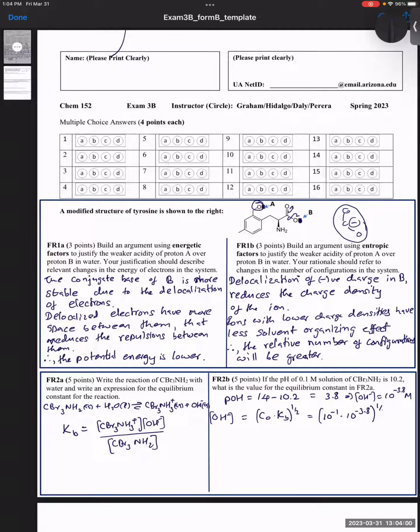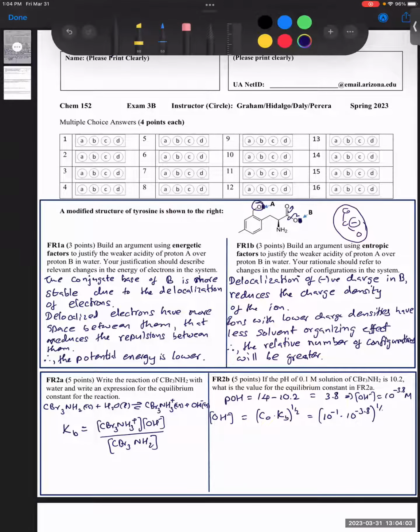So the initial concentration is 0.1 molar, or 10 to the power of minus 1. Wait, give me a second. It's not the Kb that is 3.8, it's the pOH, which is 3.8. We are asking for the Kb, the equilibrium constant. So the initial concentration times Kb, and then the square root of that should be equal to the OH- concentration, which is 10 to the power of minus 3.8.